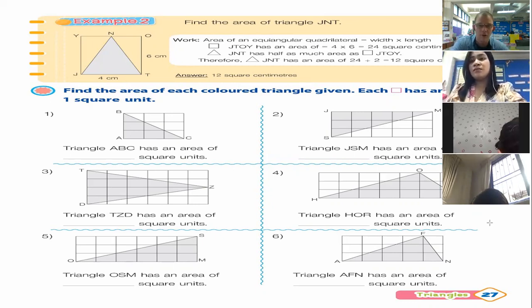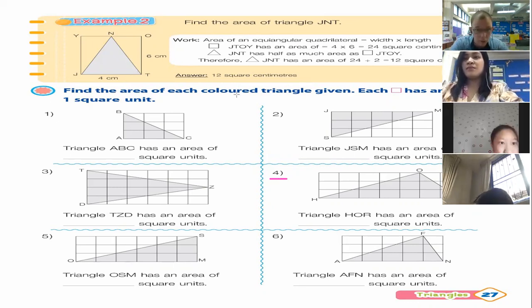Okay, thank you. So my example I will give you will be number 4. Okay, so let's look at number 4. How do we calculate the area when we have the quadrilateral?